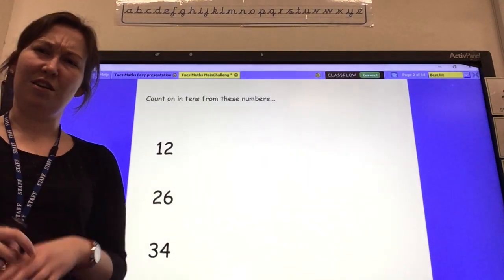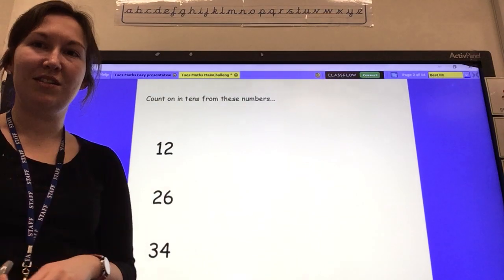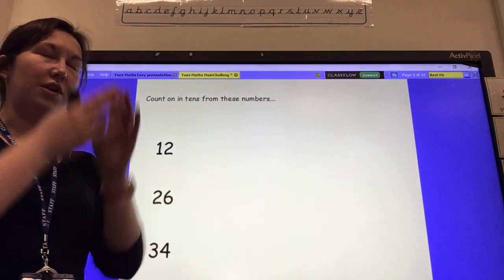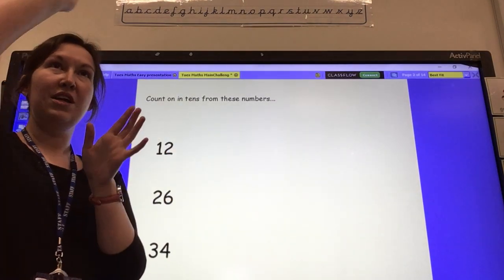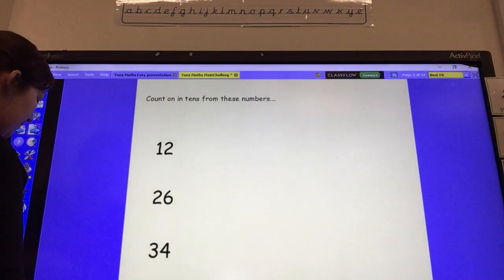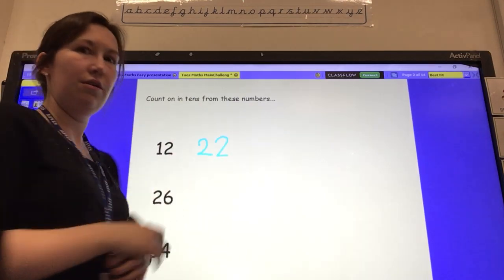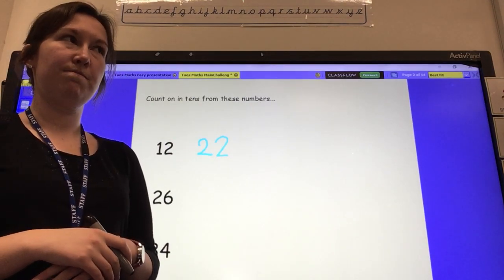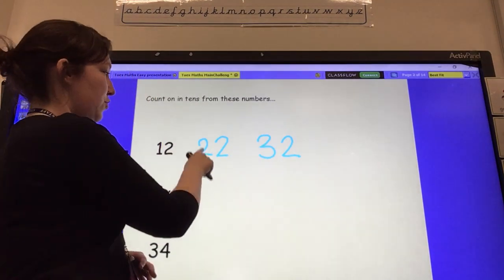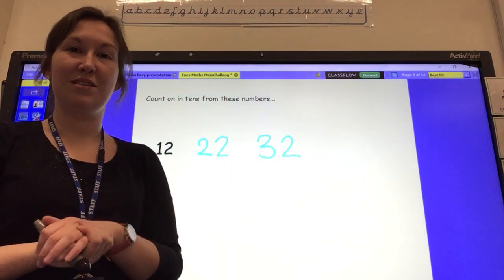So this time without the 100 square, if you can manage it, can you count on in tens from the number 12? So remember, we're counting on, you can picture that 100 square in your mind. 12, add another 10, what would that be? So well done if you said it is 22. Have a think, what would come next? Well done. It would be 32, so 12, 22, 32. What comes next? Pause the video and carry on the sequence.